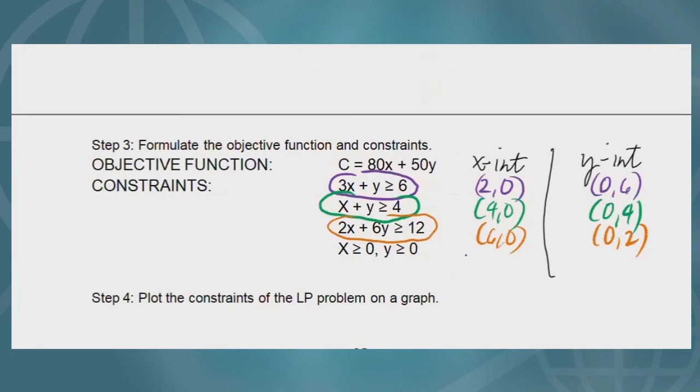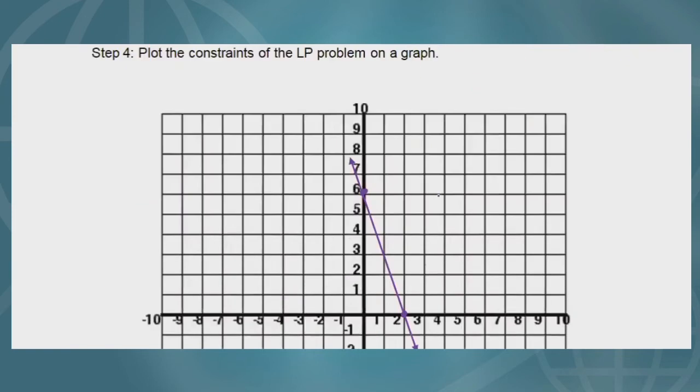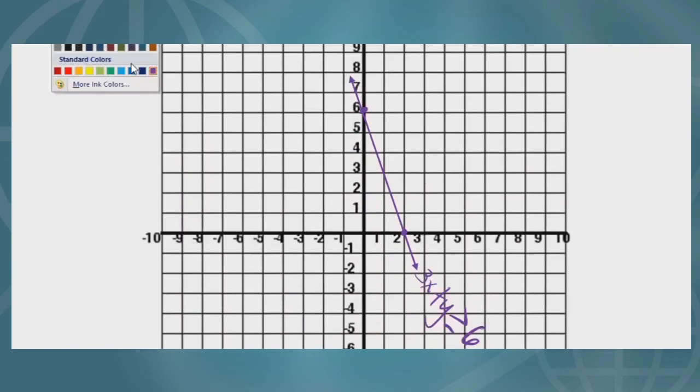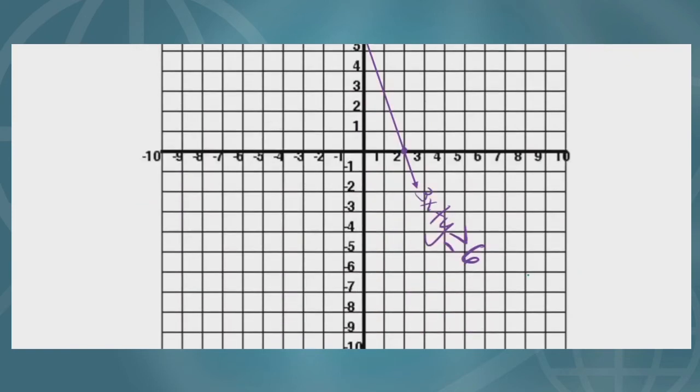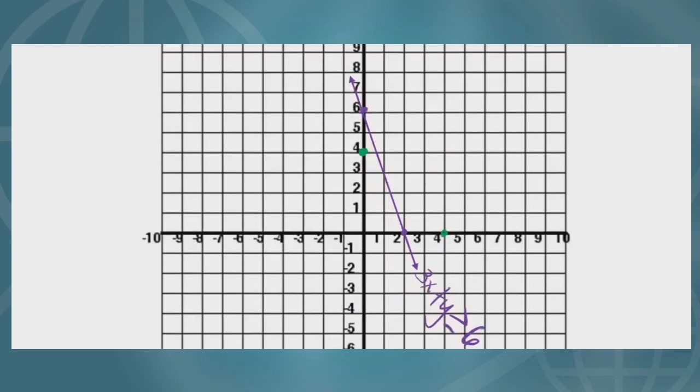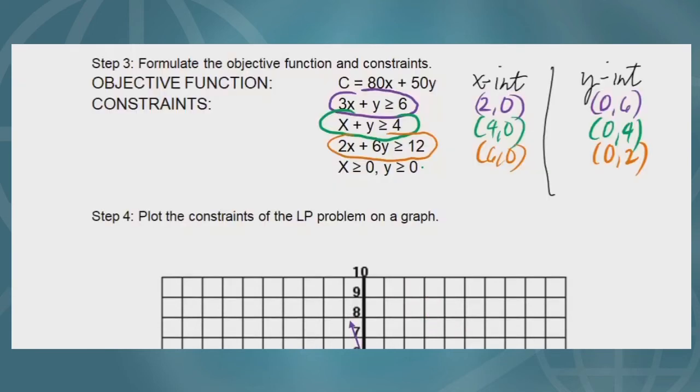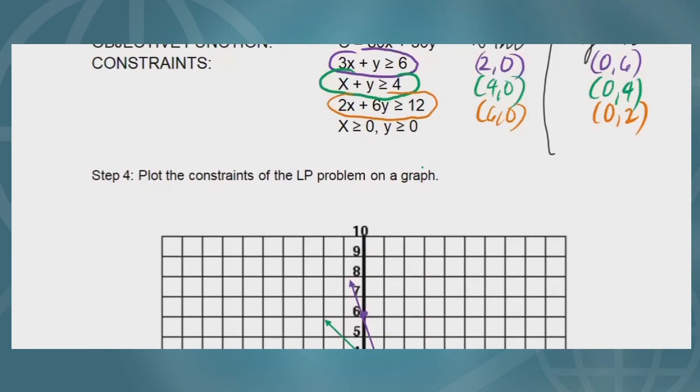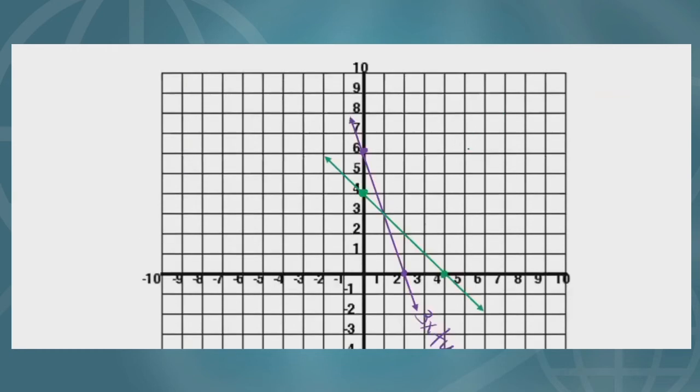Next one. Let us graph the one that I wrote in green inks. 4, 0 and 0, 4. Let's use green also in graphing. Yan. Connect. Then name the line x plus y greater than or equal to 4.